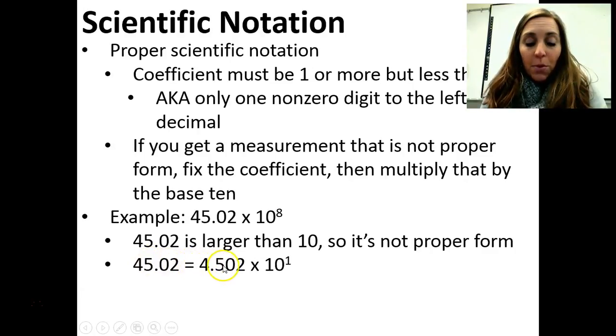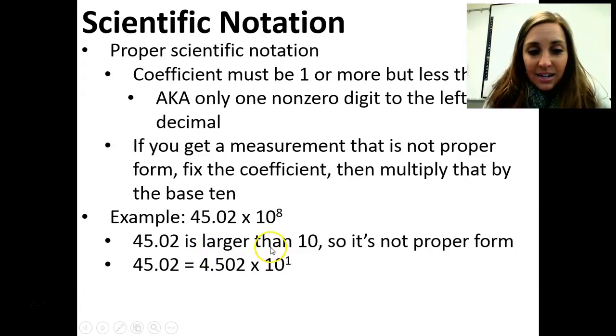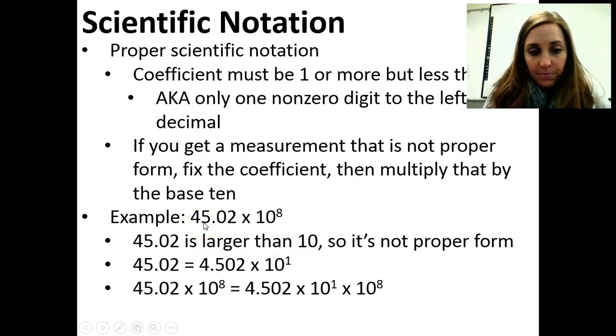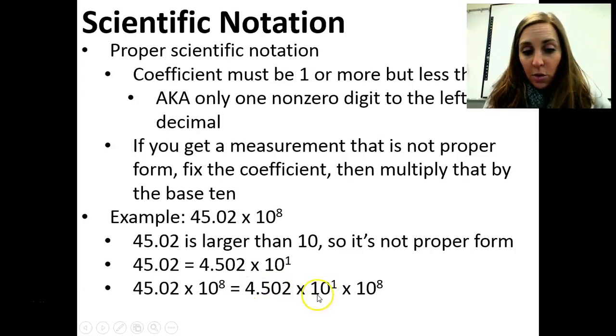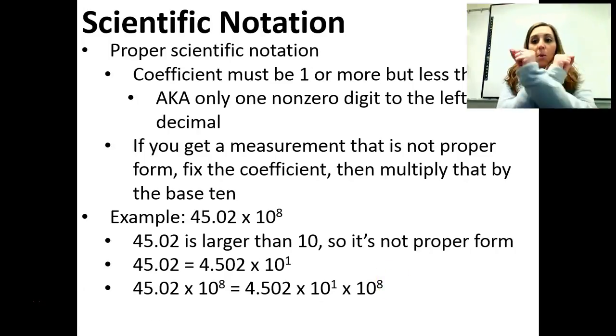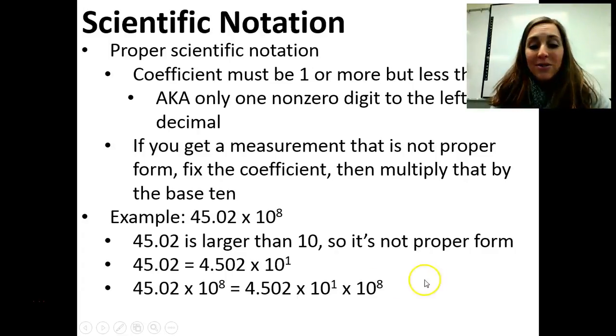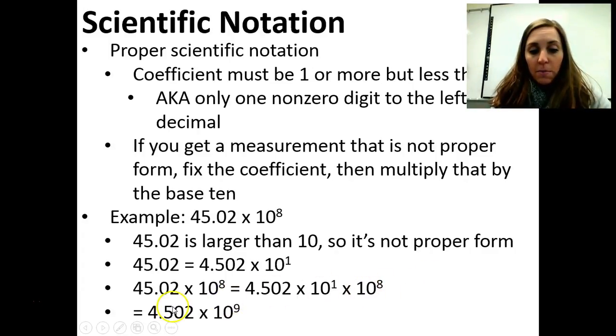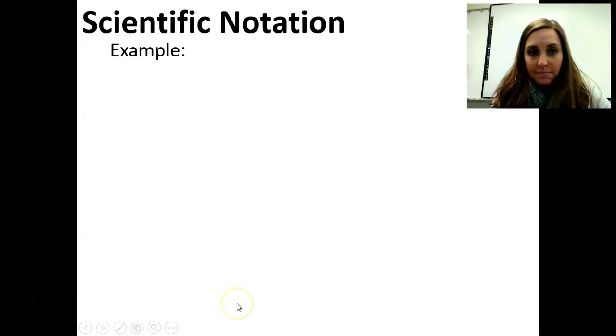45.02 is the same as 4.502 times 10 to the 1st. So plug this in instead of 45.02. So 45.02 times 10 to the 8th is the same thing as 4.502 times 10 to the 1st. That's your original coefficient. And then you still have the times 10 to the 8th from here. 10 to the 1st, 10 to the 8th, you have two 10s raised to powers being multiplied. When you multiply, you add up high. So you have to add up these exponents. So 4.502 times 10 to the 9th, because 1 plus 8 gives you 9.